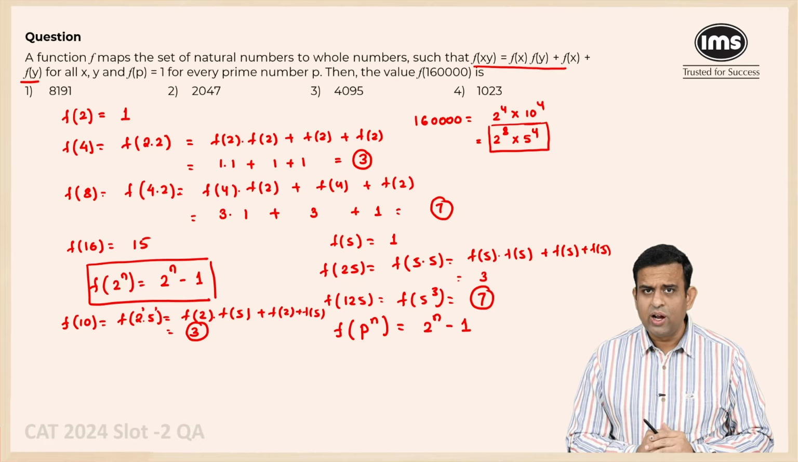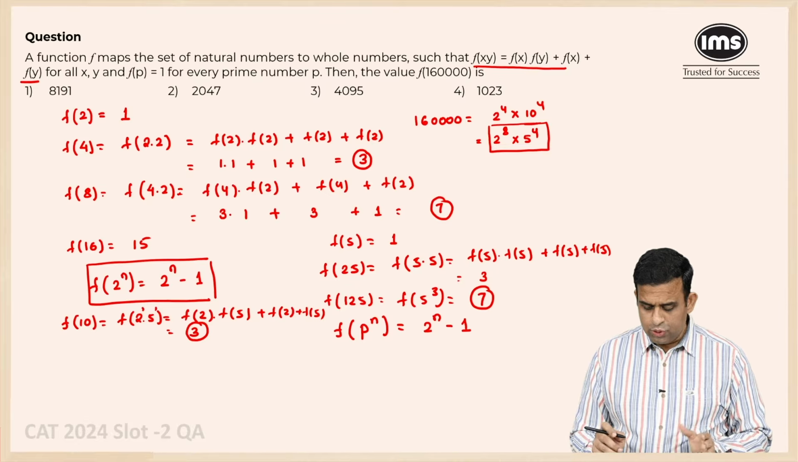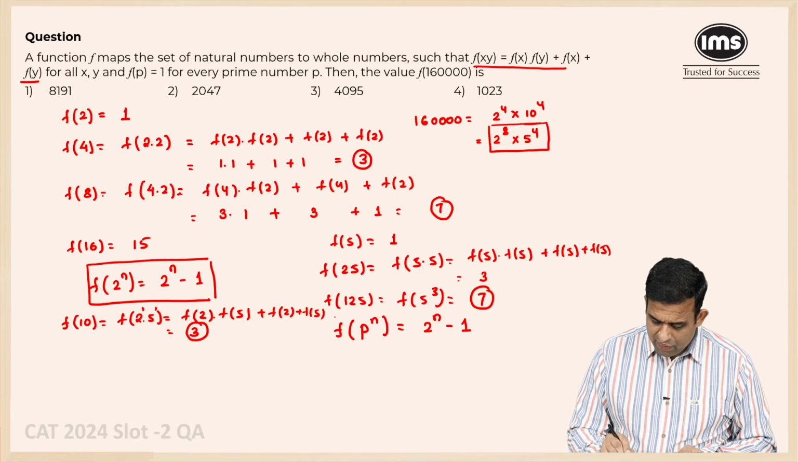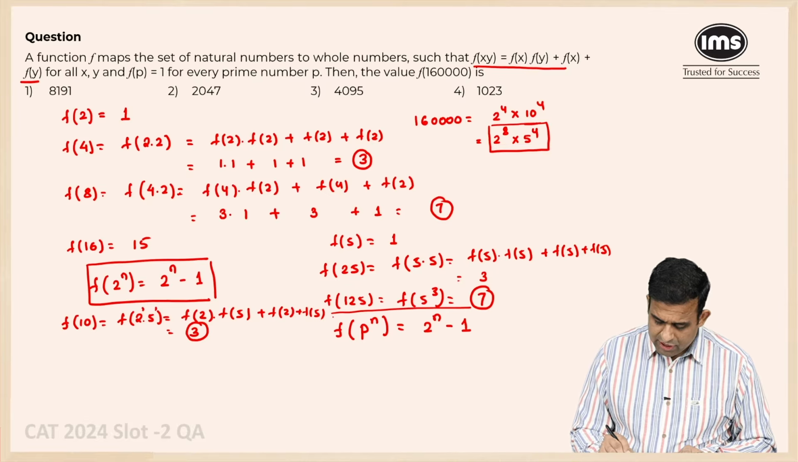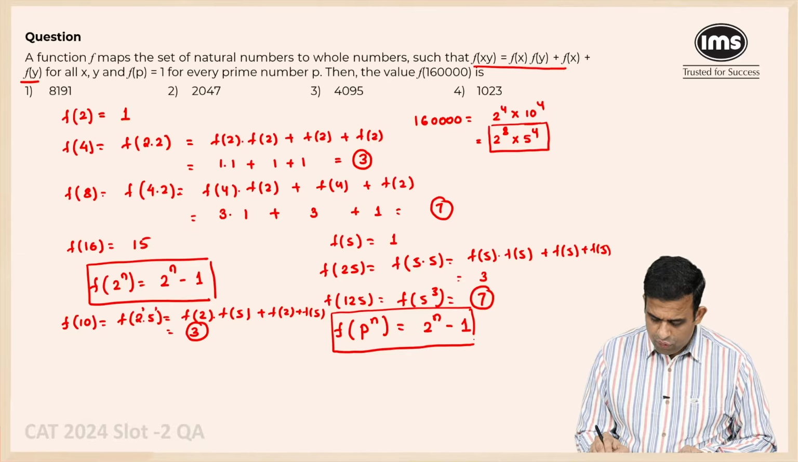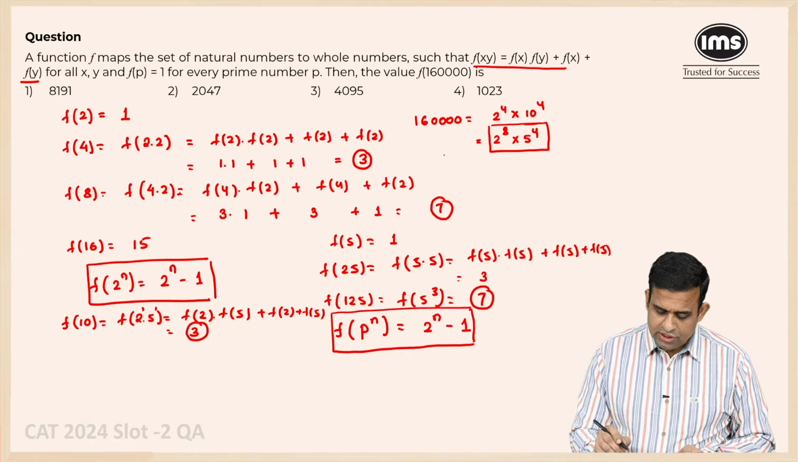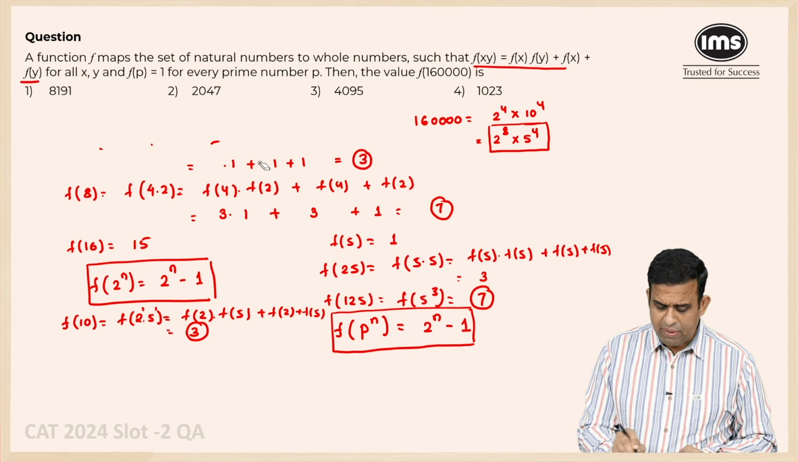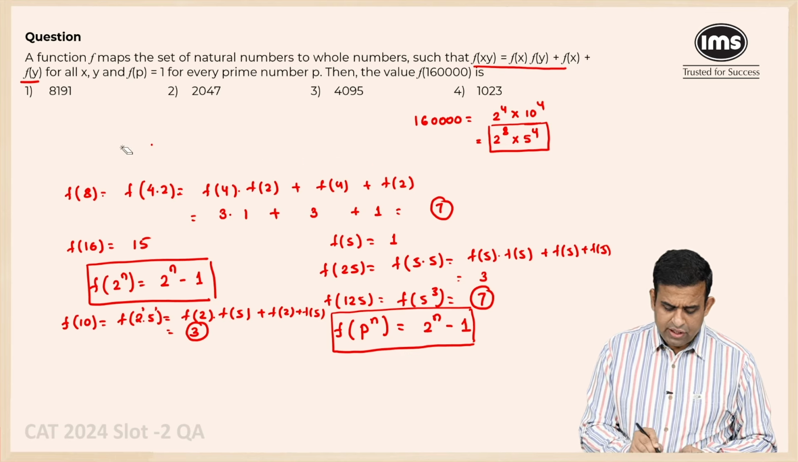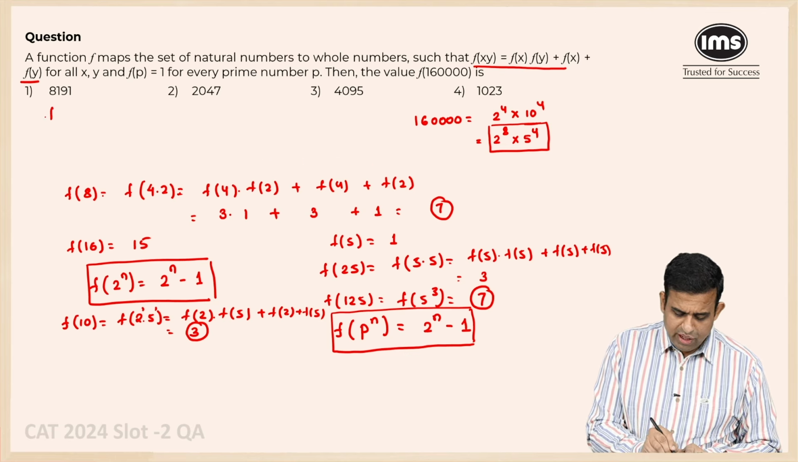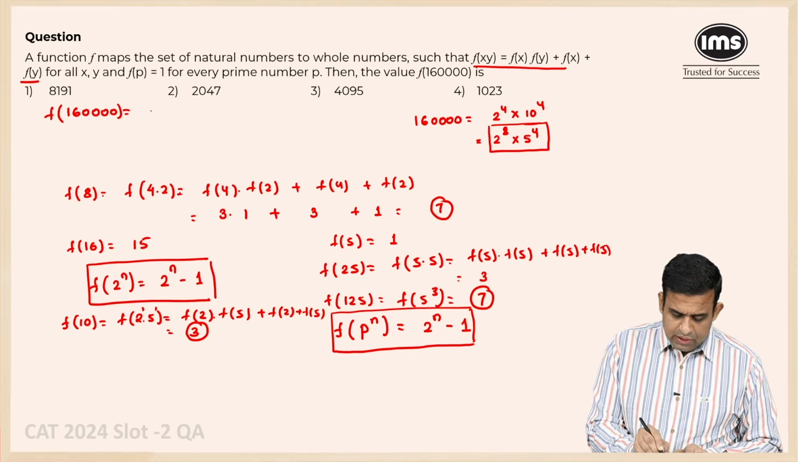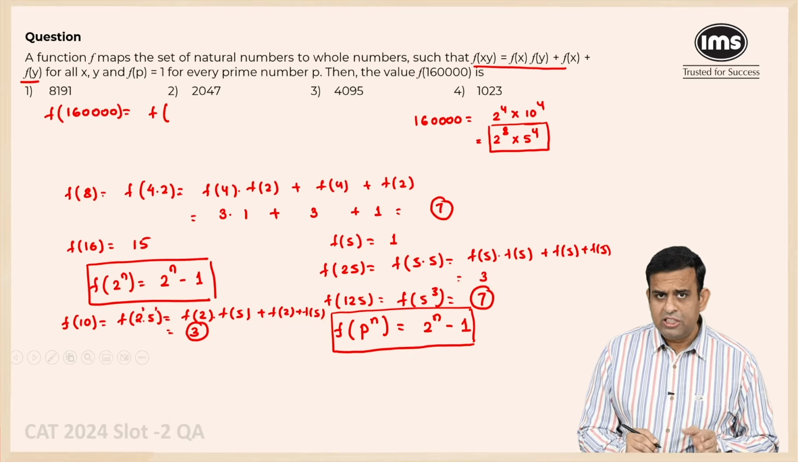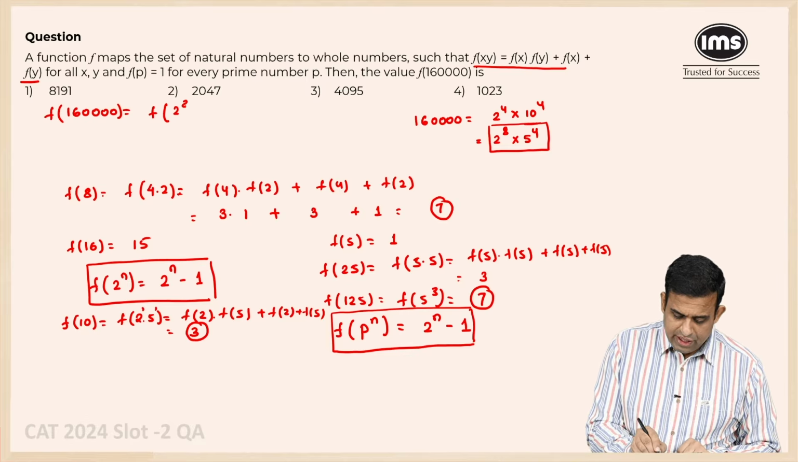So once you find out this kind of pattern, once we know f of p power n is equal to 2 power n minus 1, we can look for our answer. So once we got this pattern which we have generated, the task was supposed to find out the number f of 1,60,000. This number is f of, as we have seen, 2 power 8 into 5 power 4.